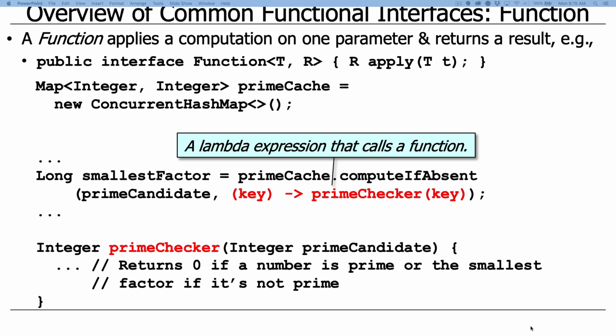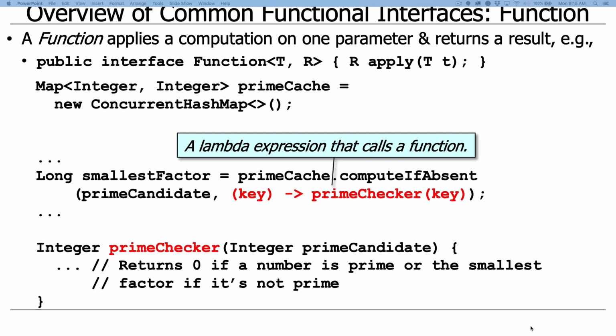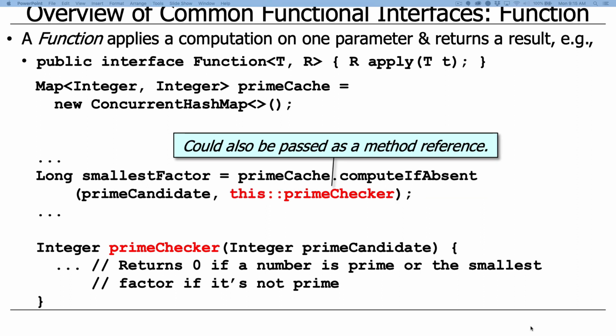So that's a function, mapping a value to a value. You can also pass in a method reference here as well. So you can either pass it as a lambda expression, or you can pass it as a method reference. I kind of prefer this approach here. It's a little cleaner. And as I mentioned before, if you're in Android Studio or IntelliJ or some other modern IDE, it'll automatically perform that transformation for you.